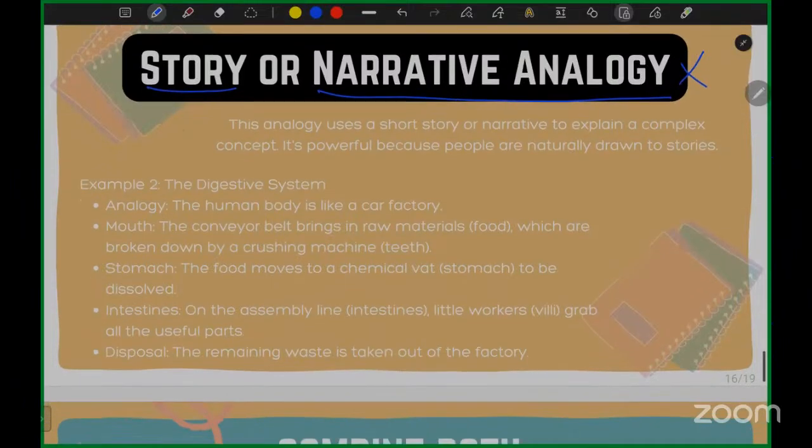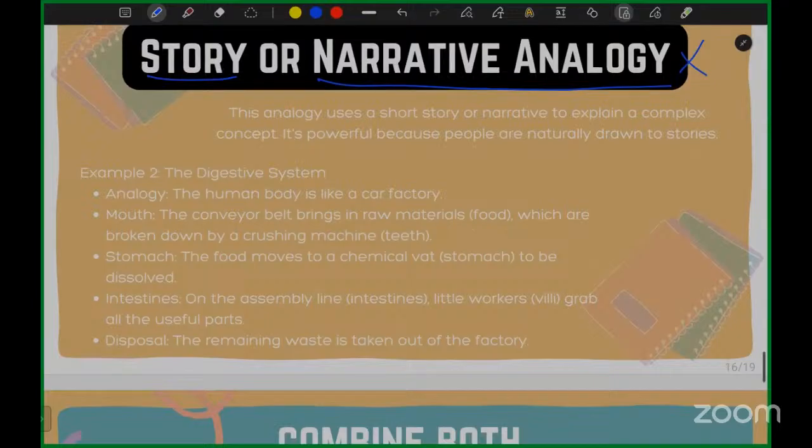This concept is nothing but taking a story or a movie, a narrative part. From that story, you take the main characters like person A or person B, and you replace that person with the concept you're trying to teach. For example, here we are seeing an example called the digestive system. This will be a very important question for seventh or eighth grade students, in my opinion.